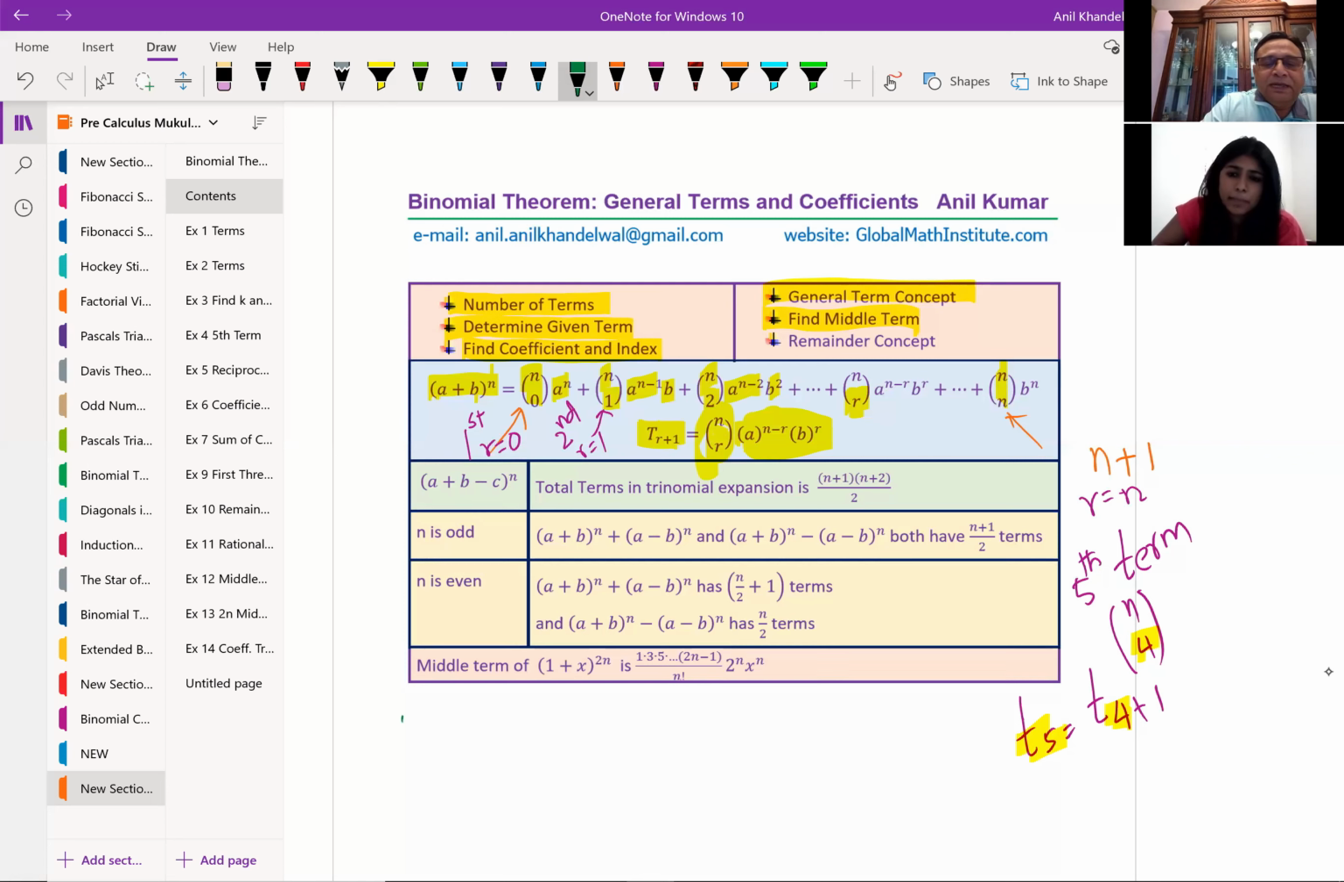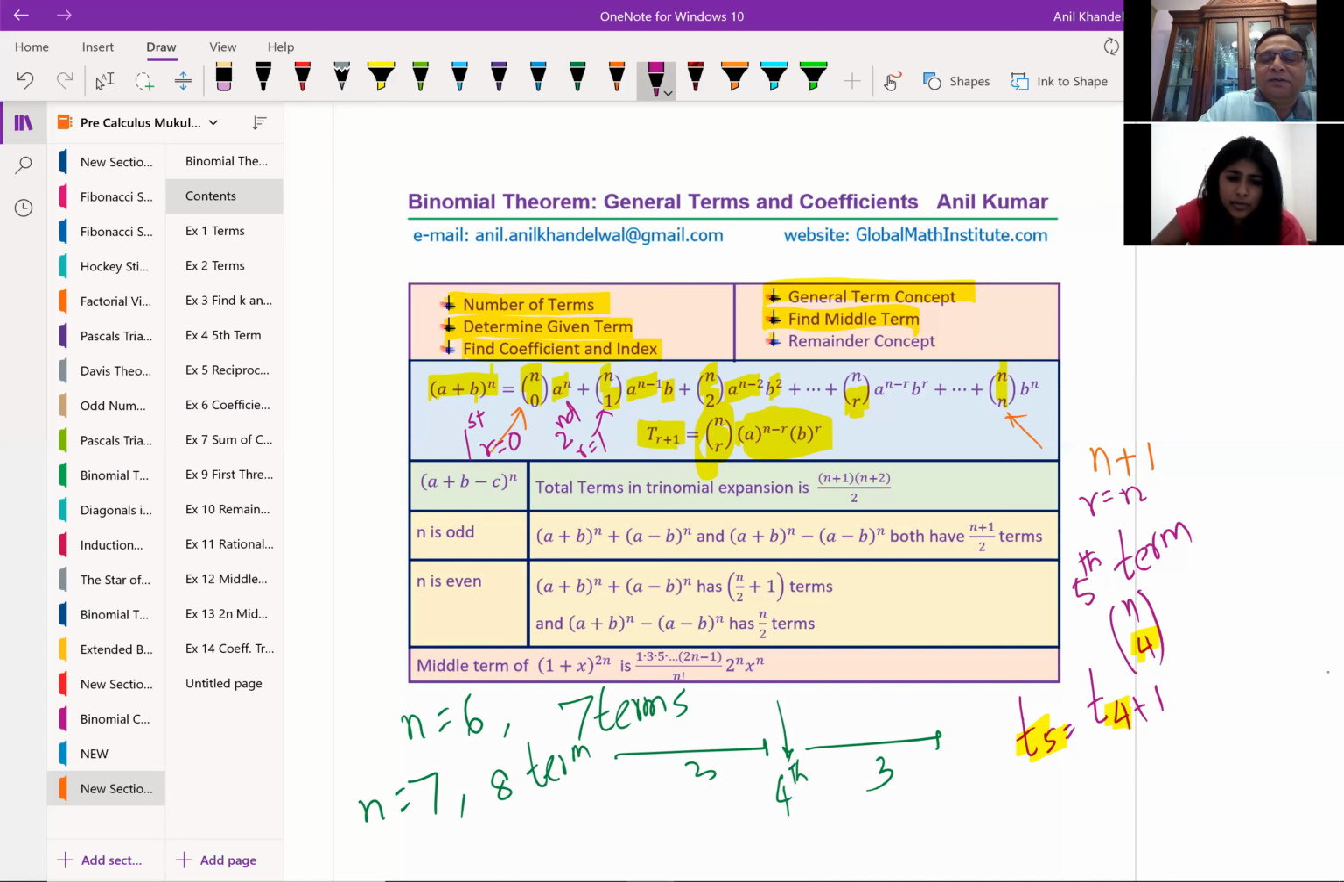For example, if n equals 6, then definitely we have 7 terms, correct? Now, if we have 7 terms, then we have 3 here and 3 there, and the term in between, which is the fourth term, is the middle term. That is true. But if we have n equals 7, in that case, we have 8 terms. Now, in that situation, what happens? If you have 8 terms, you have 4 and 4. It's very difficult to define the middle term, so we just break this up. We say let's have 3 and 3, and both the fourth and fifth we'll call our middle terms. You understand this part now, right?